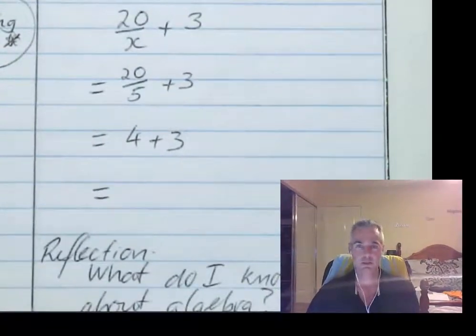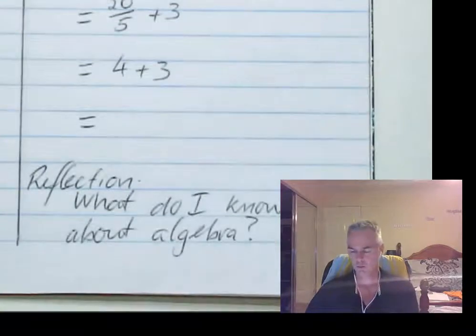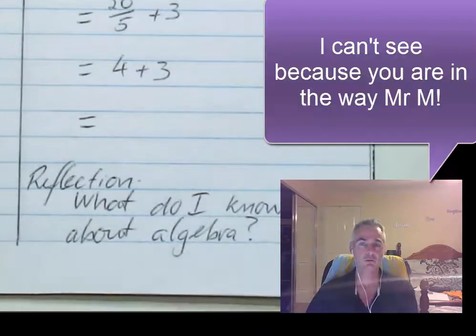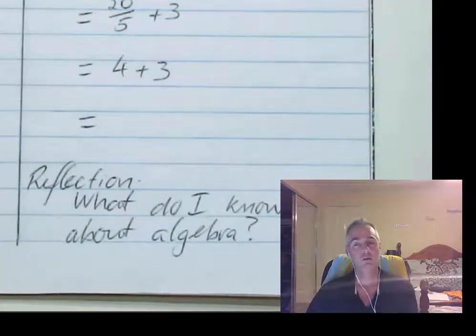Last part of this lesson is for you to do just a little bit of reflection. This could be part of your Q section. What do I know about algebra now? What things do you know that you didn't know, maybe even at the beginning of grade 7? What do you remember now from the first and the second lesson? Those things are for you to do.